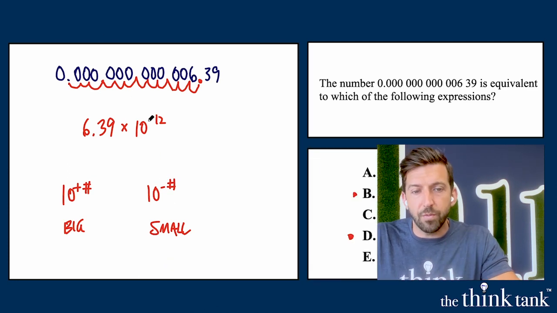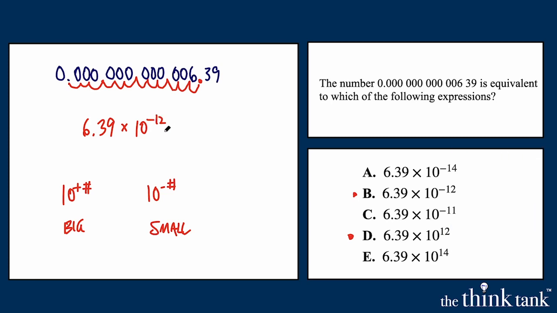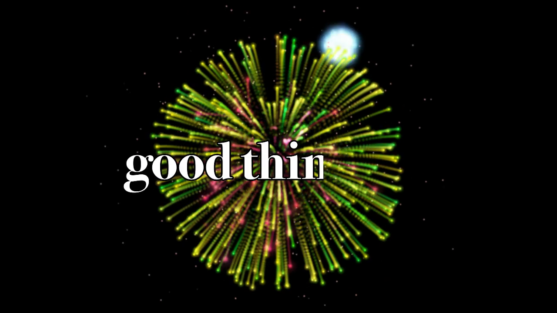So that means when we've moved 12 spaces, I should really think of this as 10 to the negative 12th power, because this is a very small number, meaning it's much less than 1. So our answer in scientific form is 6.39 times 10 to the negative 12th, which means our answer is B, not D. Our answer is B, and if you got it, good thinking.